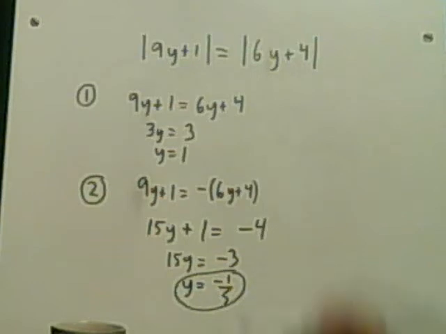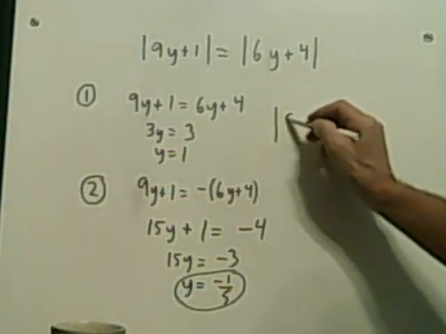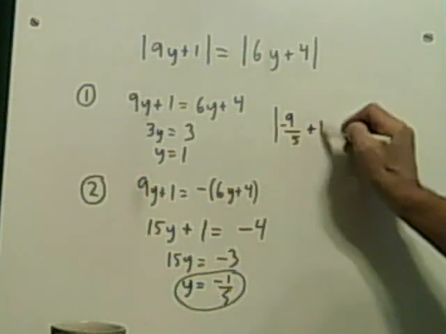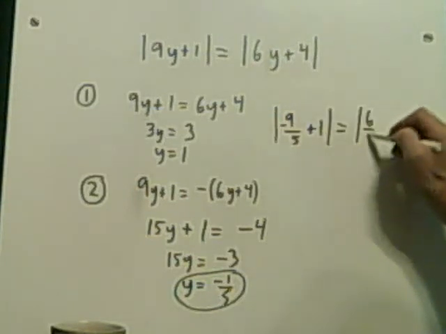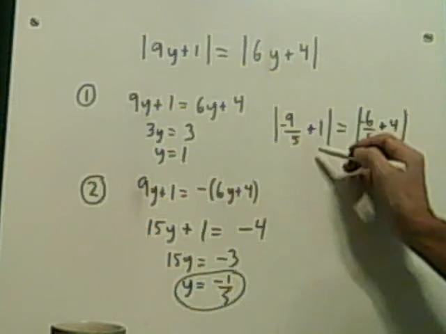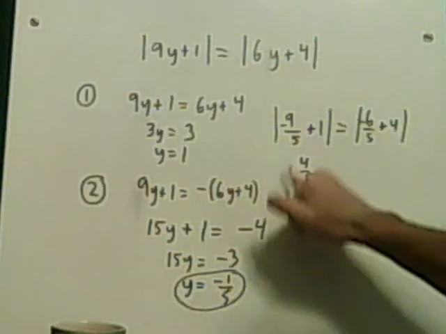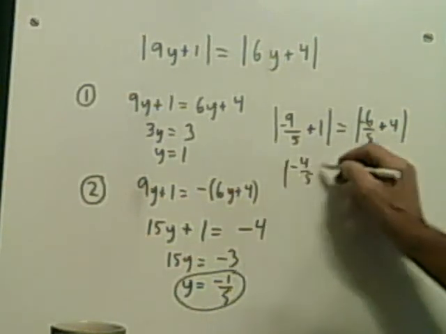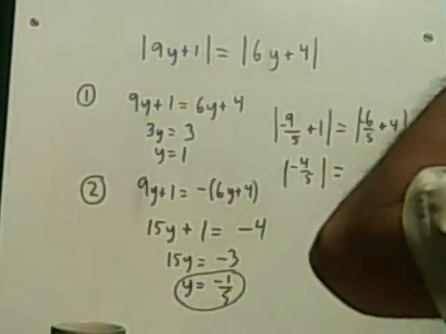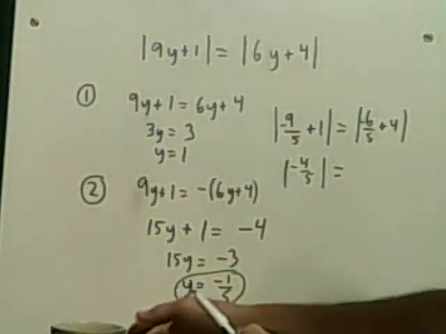And that's not quite so obvious that that would be a correct answer there. You'd have to plug those in, see if that's correct, but that's not too terrible. In other words, 9 over 5 negative plus 1 absolute value equals 6 over 5 negative plus 4. Is this correct? Well, this 1 is equal to 5 over 5, so on this side it reads negative 4/5 absolute value. Getting sloppy today. Okay. Now, plus 4. 4 is equal to 20/5.